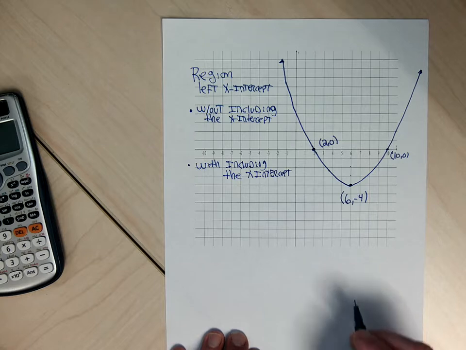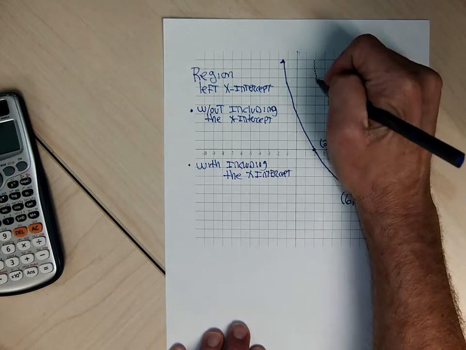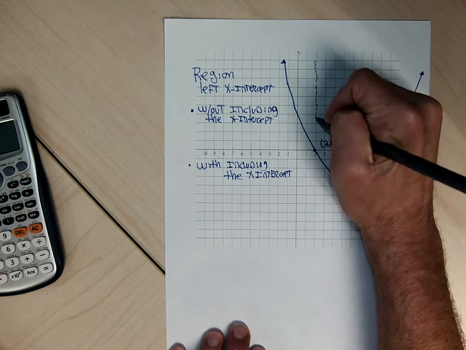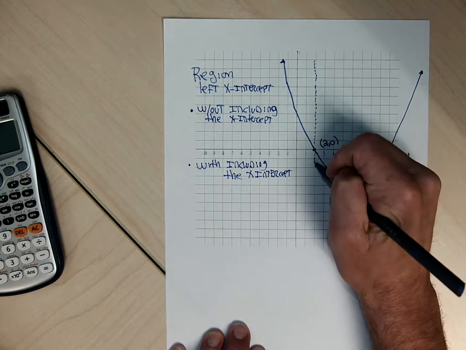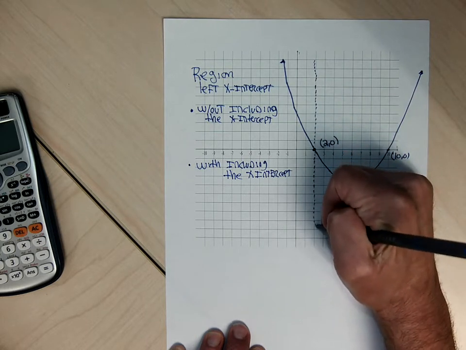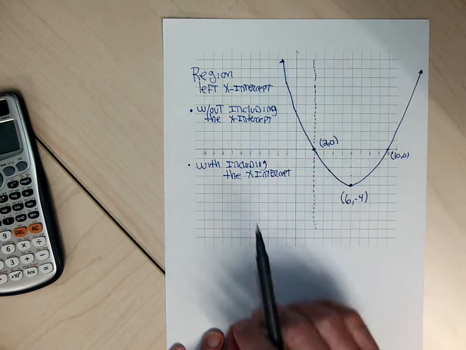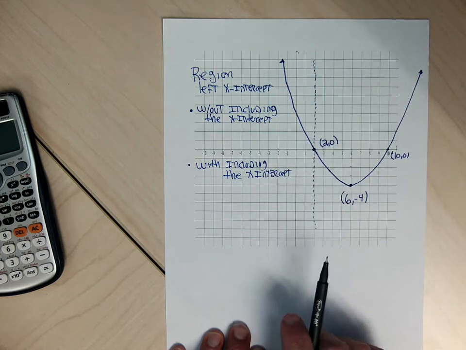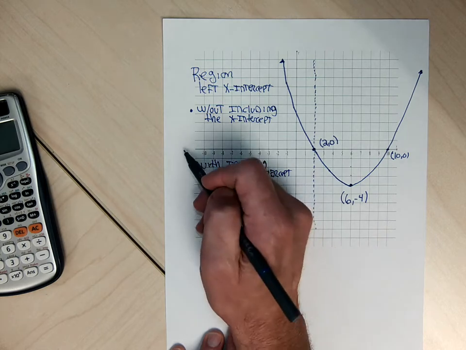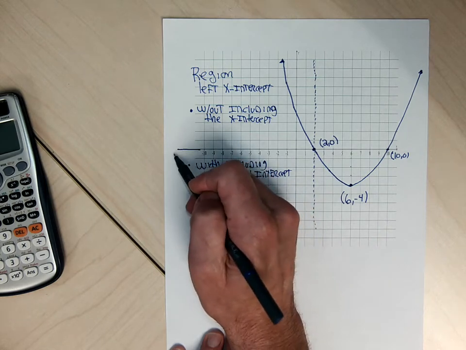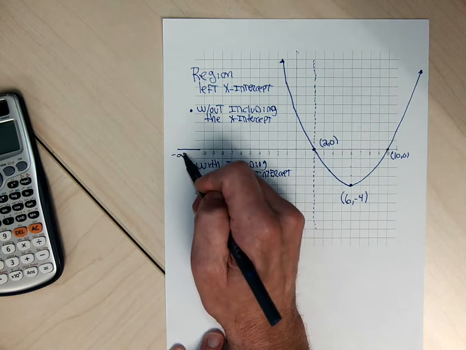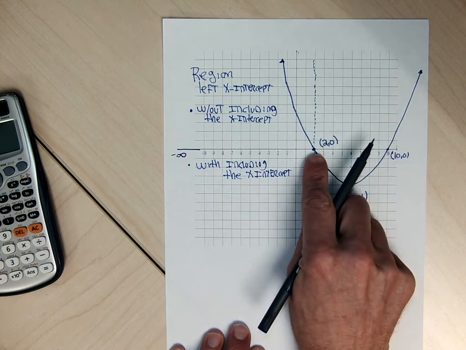If I look at this graph, I'm going to break it up into three pieces. The piece to the left of the first x-intercept, and that is the x-intercept of (2, 0). And I'm going to describe this region in terms of x's. This region goes from the far left edge of the x-axis, which has an x-coordinate of -infinity, up to the x-intercept of 2.